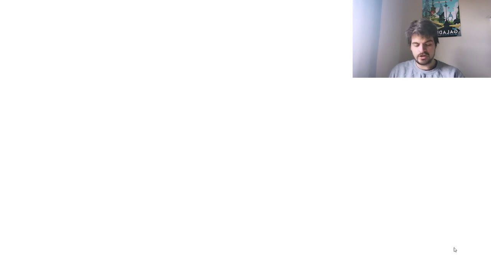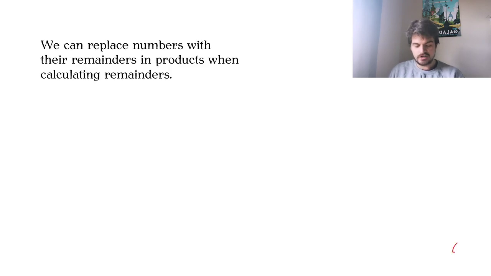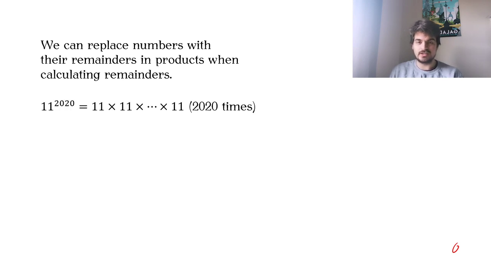Now we are asking what is the remainder of 11 to the 2020 in division by 3, which is just a question about remainders specifically. We know we can replace numbers with remainders in products when calculating remainders, right? So how does it relate to the problem? Well, 11 to the 2020 is just the product of 11 with itself 2020 times, okay? So we can replace each of these 11s by its remainder in division by 3.